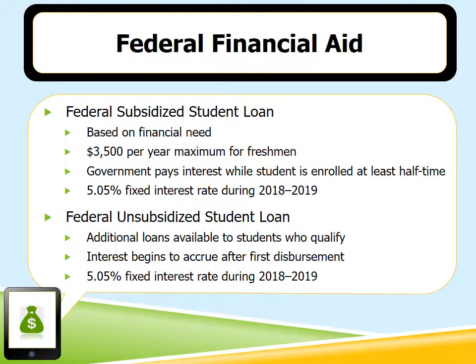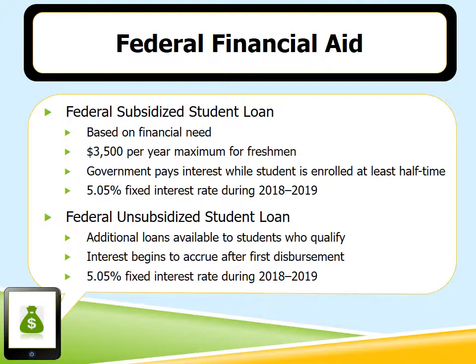Subsidized federal loans are low-interest loans offered by the government. They are awarded based on financial need, and the interest is subsidized by the government while the student is enrolled at least half-time. Unsubsidized federal loans are non-need based. The government does not pay the interest on these loans. If ineligible for a subsidized loan, the student may be eligible for an unsubsidized loan.